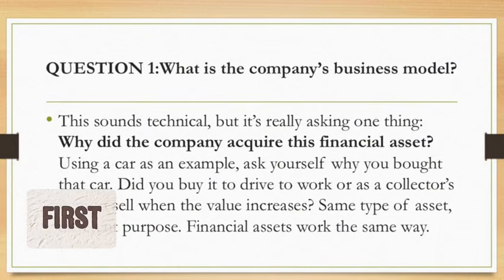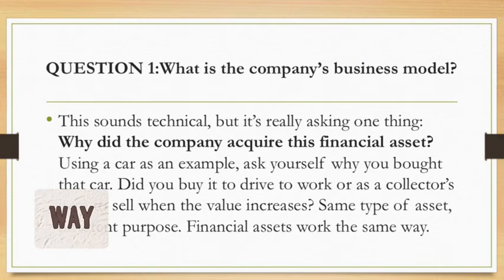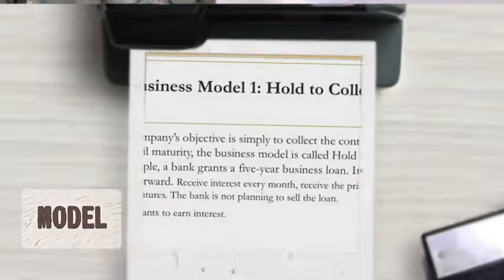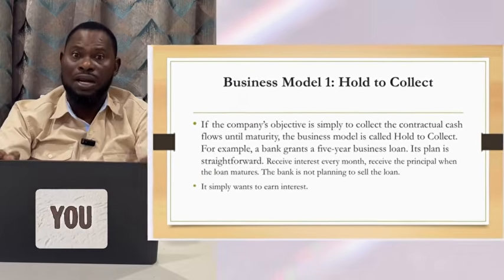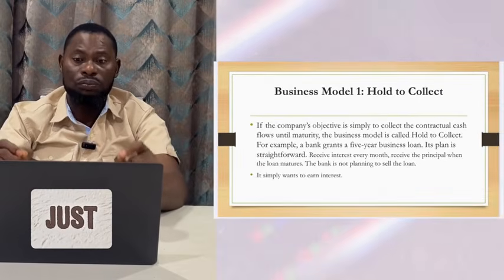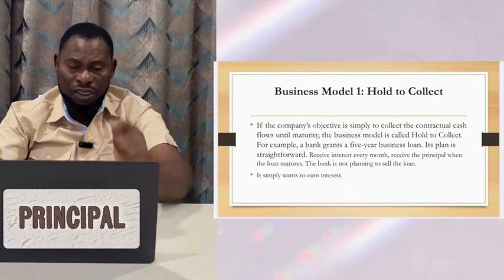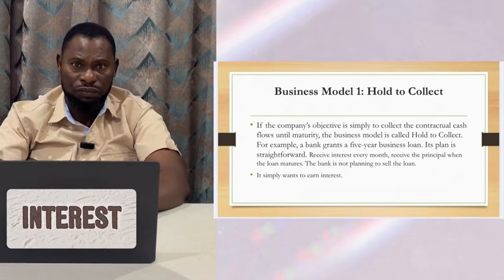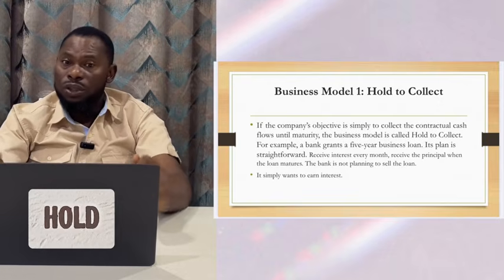So under the first question, the business model question, we are looking at it in this way: why did you acquire the financial asset in the first place? Business model one is hold to collect. You can acquire a financial asset just because you want to hold it to collect. What do you want to collect? You want to collect principal, you want to collect interest. So the first model is hold to collect.